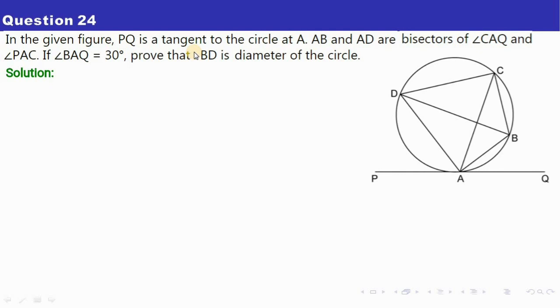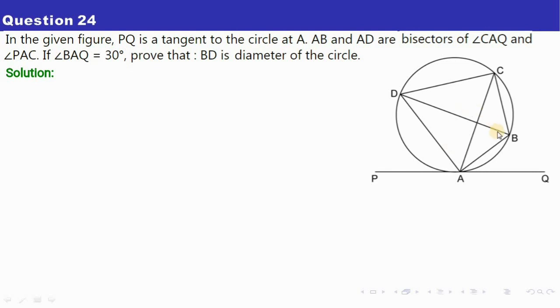So in the given figure, PQ is the tangent to the circle at A. So PQ is the tangent at point A. AB and AD are bisectors. AB is the bisector of CAQ. So CAQ is this. AB bisects this angle, so this angle and this angle will be equal. Similarly AD bisects PAC. So PAC is there and AD is here. So this angle and this angle will be equal to each other. One more thing is given, that is BAQ. BAQ is 30 degree.